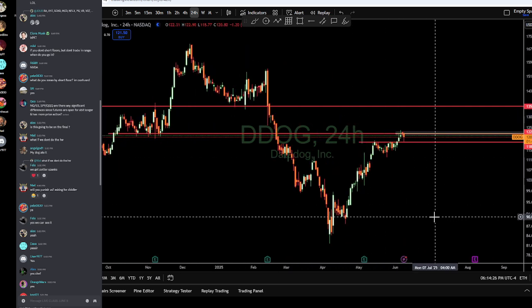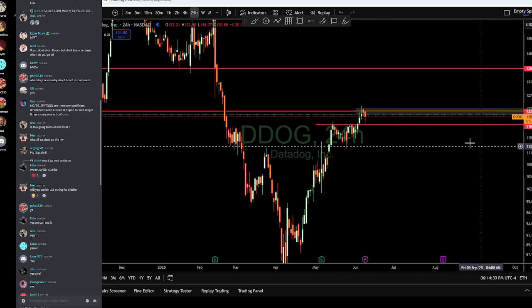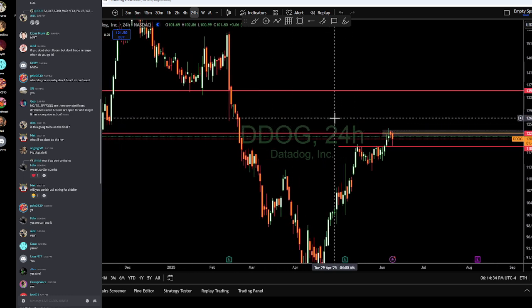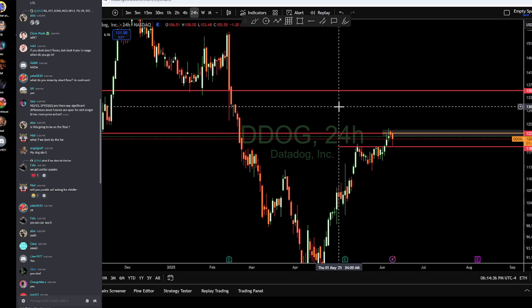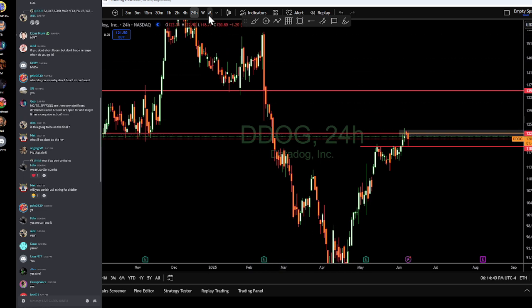So, yeah, before I go any further into this chart, because of the trajectory that it's currently taking, I can tell you right now, the lower time frame is a nightmare. So this is already a higher time frame trade. But let's talk about where I would target Datadog, right?